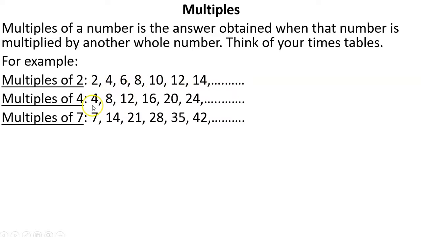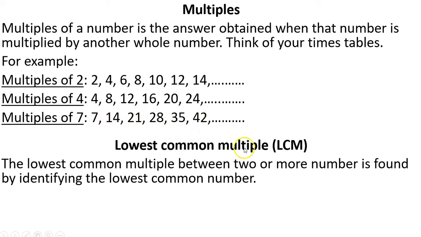Again, my multiples of 4. 1 times 4 is 4. 2 times 4 is 8. 3 times 4 is 12. 4 times 4, and so on. My multiples of 7. 1 times 7 is 7. 2 times 7 is 14. 3 times 7 is 21. 4 times 7 is 28. So again, multiples of 7, my 7 times tables.